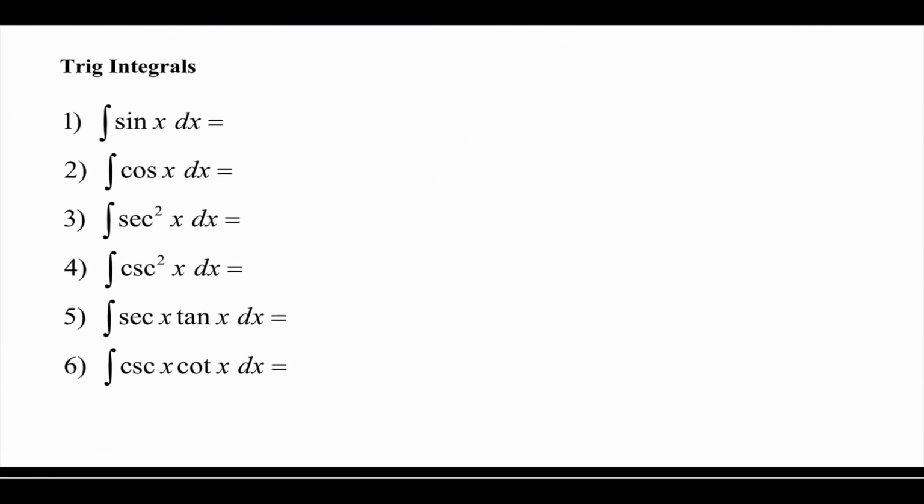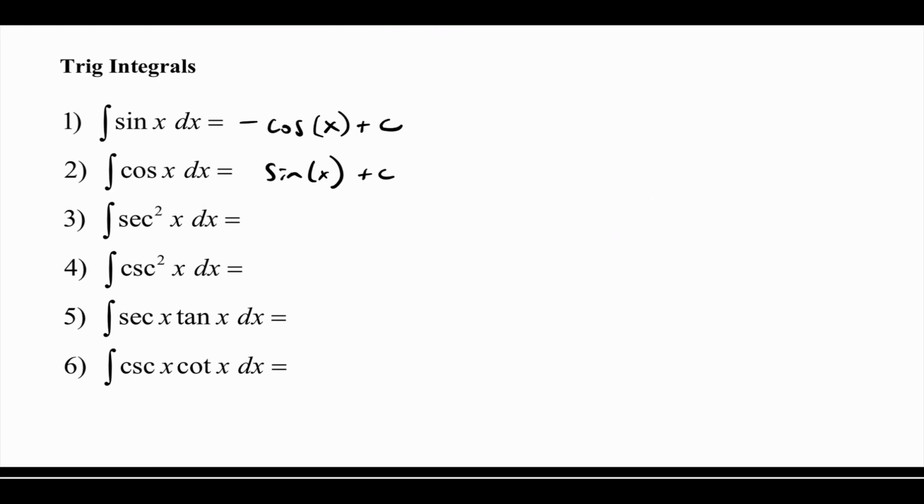Trig. Well, trig, we're just going in the opposite direction, right? So what's the antiderivative for sine? In other words, if I found the derivative of what would I end up with sine? Negative cosine. Good. Negative cosine plus C. What's the derivative of cosine? Sine. You're just going in the opposite direction of what you're used to going.